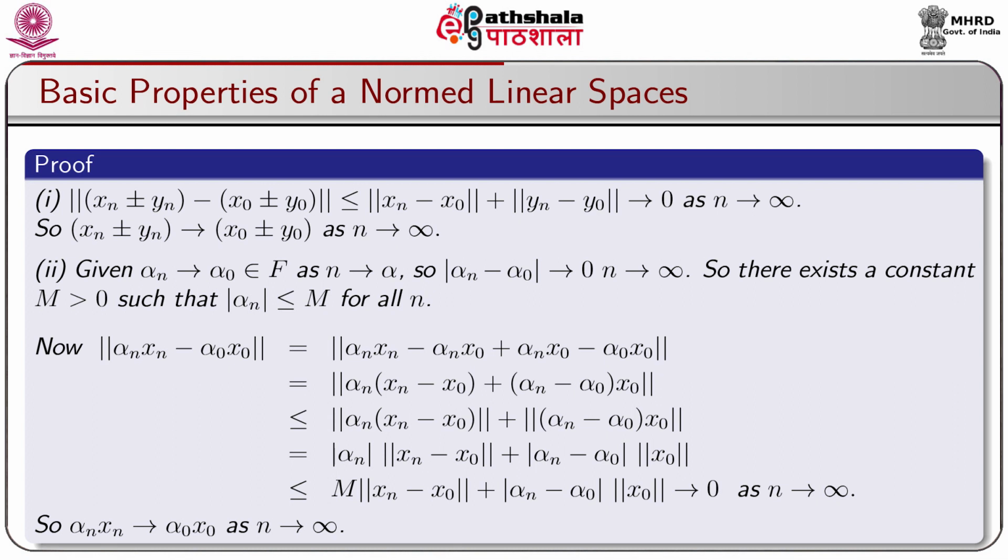For 2, given alpha n goes to alpha naught belonging to F as n tends to infinity. So, modulus of alpha n minus alpha naught goes to 0 as n tends to infinity. So, there exists a constant M greater than 0 such that modulus of alpha n is less than or equal to M for all n.